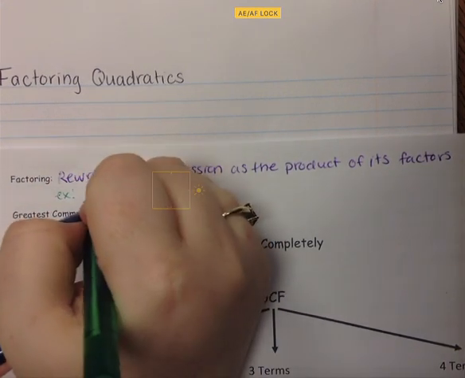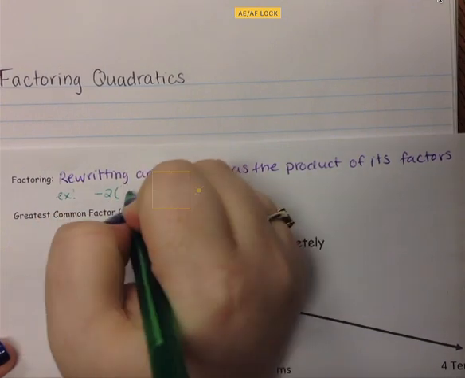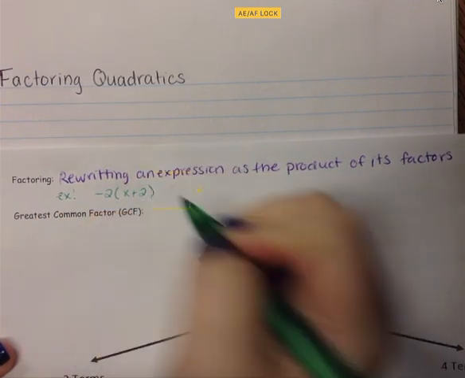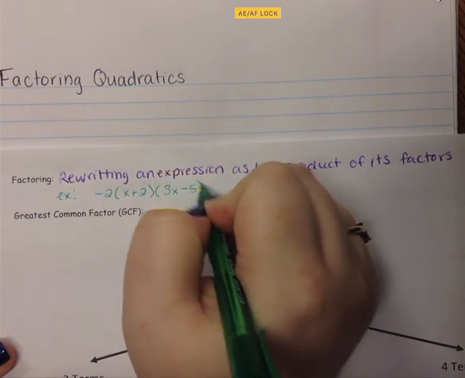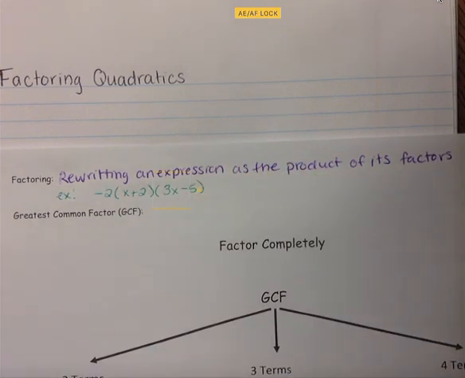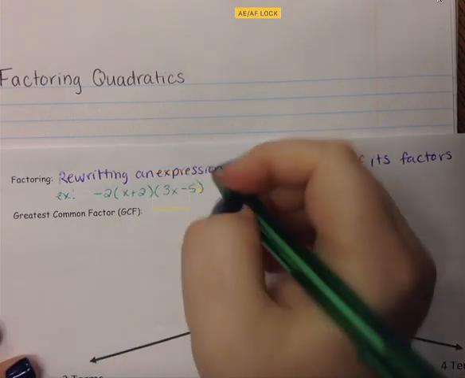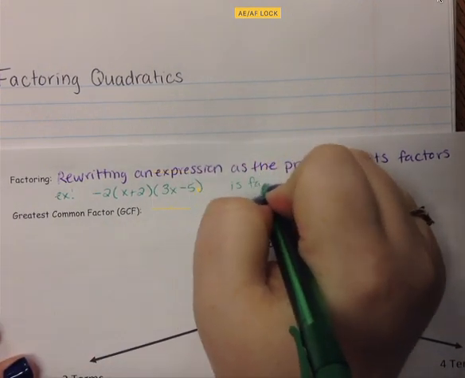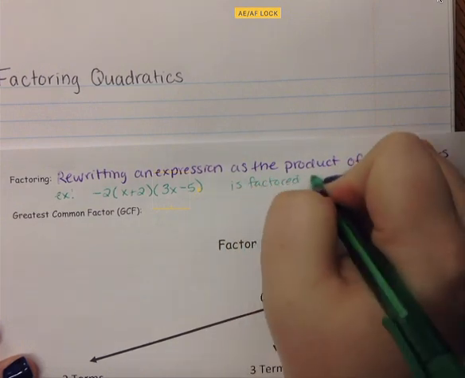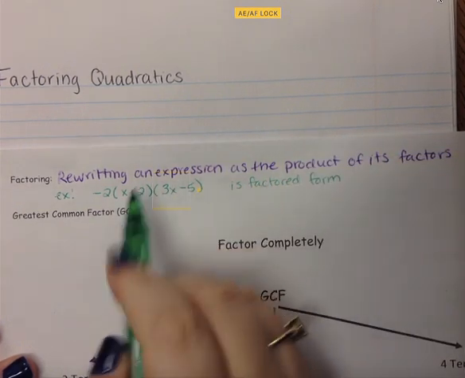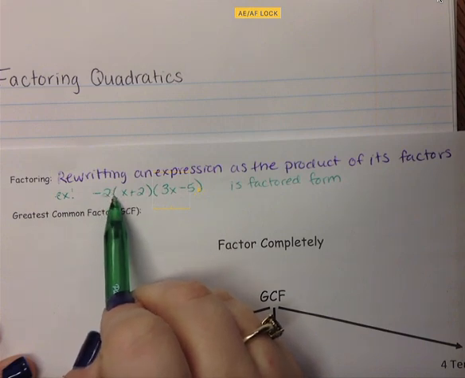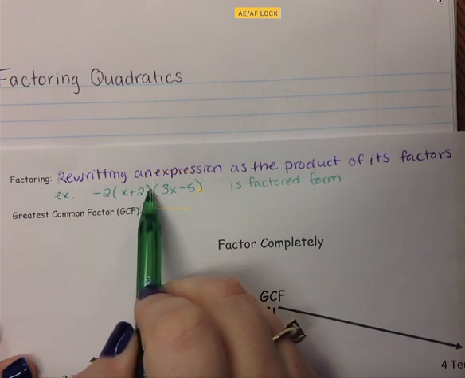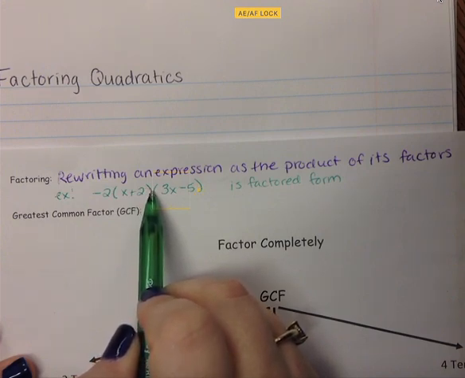So an example that you might see is if you had negative 2 parentheses x plus 2 close parentheses, 3x minus 5, close parentheses. This is actually factored form because this is a multiplication of factors. When you have things squished together, like this negative 2 squished together to that parentheses, that's multiplied to it. There is no sign in between these two sets of parentheses, so this is a multiplication.